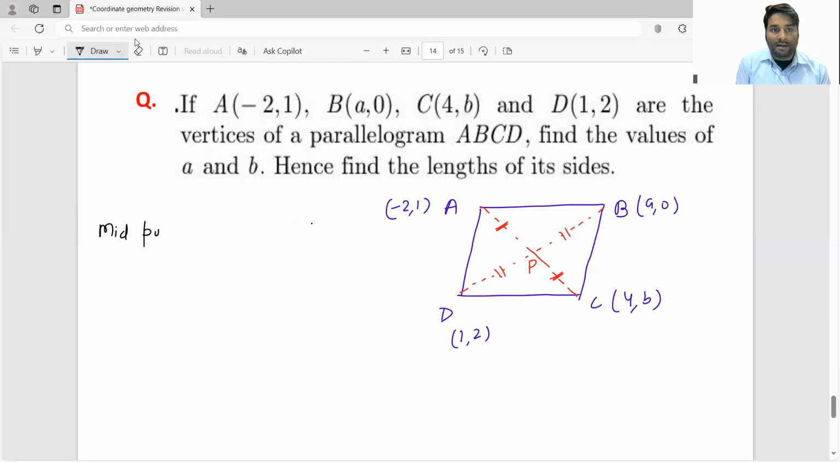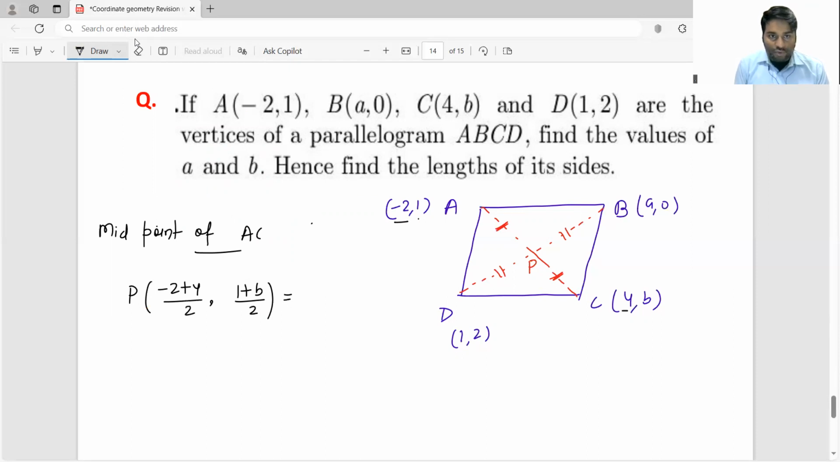the midpoint of AC. So what will be the midpoint of AC? Obviously it will be P, and minus 2 plus 4, so minus 2 plus 4 by 2, and comma, this 1 plus b by 2. This is equal to, so you have minus 2 plus 4 is 2. So this is 1 comma 1 plus b by 2.